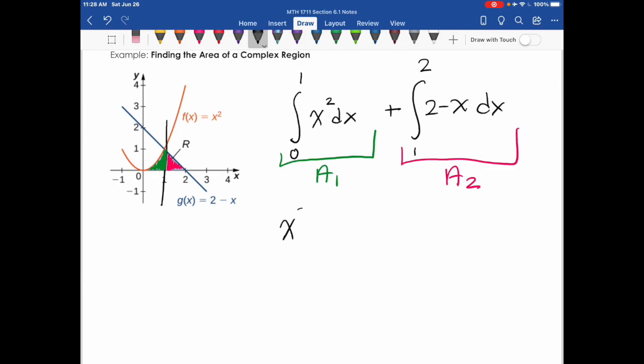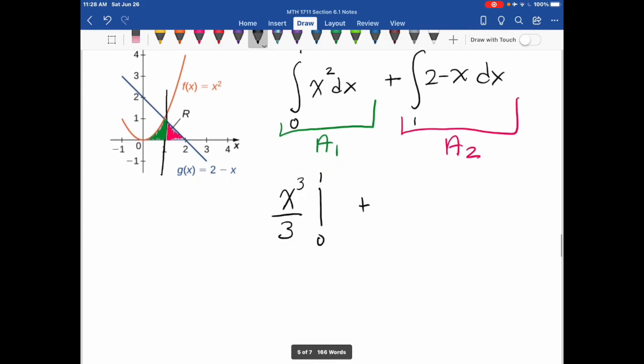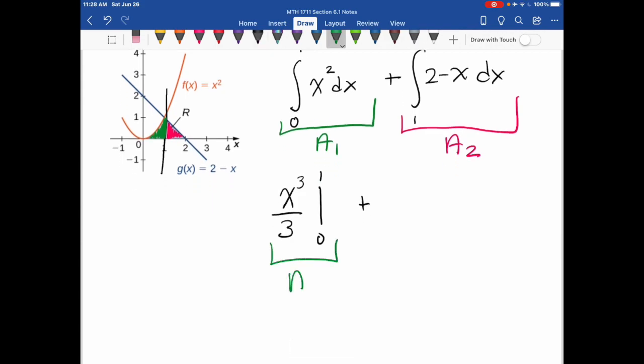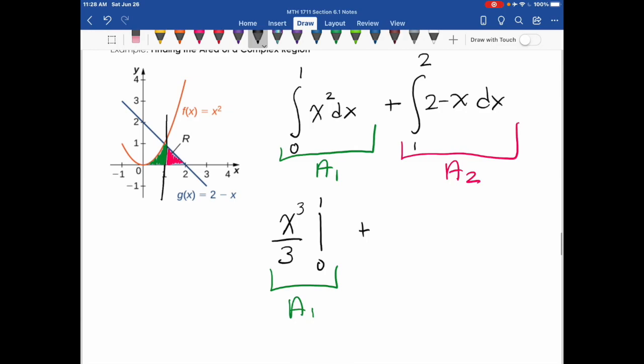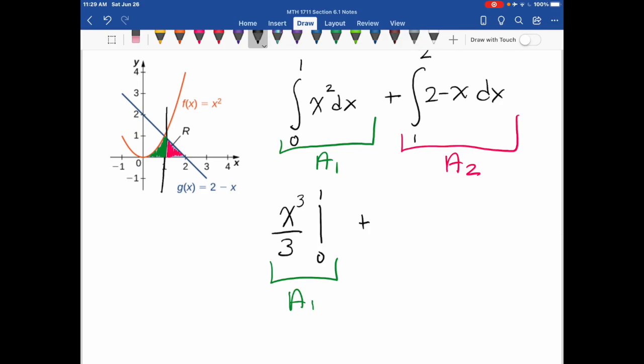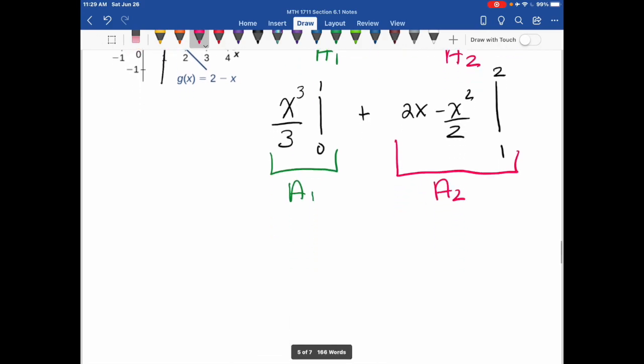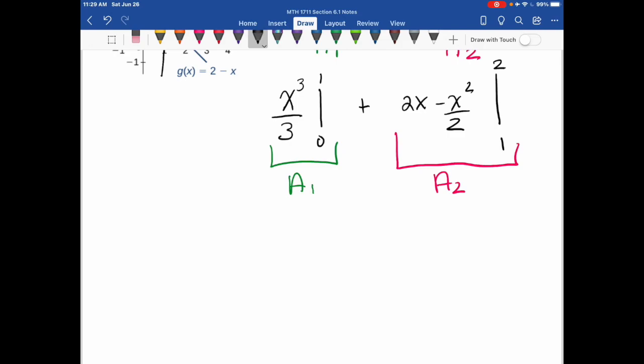So now I have to integrate this and then evaluate on each of the intervals. If I take the antiderivative of x squared, that's x to the third over 3, and I need to evaluate that from 0 to 1. That's going to give me the green area. I'm going to keep trying to color code this for you and label it. And then I want to evaluate the integral of 2 minus x from 1 to 2. So the antiderivative of 2 is 2x, and then the antiderivative of minus x is minus x squared over 2. And I want to evaluate that on the interval 1 to 2.